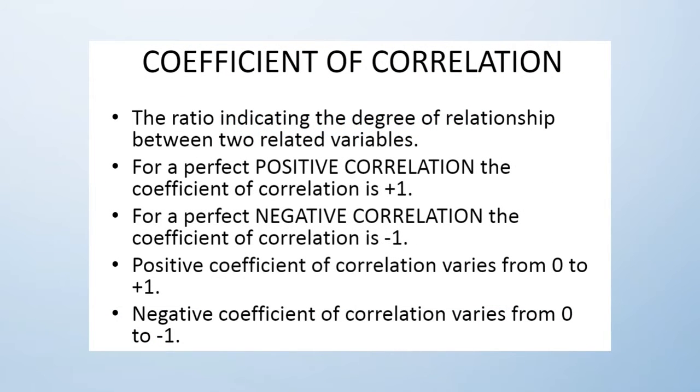Now we will see the coefficient of correlation. It is the ratio indicating the degree of relation between two related variables. For a perfect positive correlation, the coefficient of correlation is 1. For perfect negative correlation, the coefficient of correlation is -1. Positive coefficient of correlation varies from 0 to 1. Negative coefficient of correlation varies from 0 to -1.